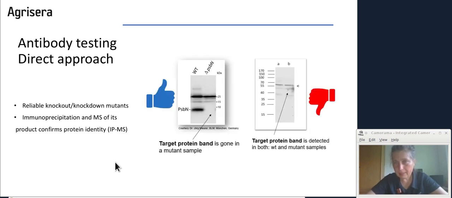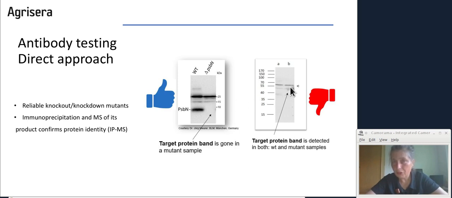When we test an antibody which is produced at Agrisera, or if you order your custom production, it is very important to have the right system to validate antibody performance. In the direct approach, there is a need for mutants to be included in the testing process. So ideally, a band in a deletion mutant is gone or should be gone.